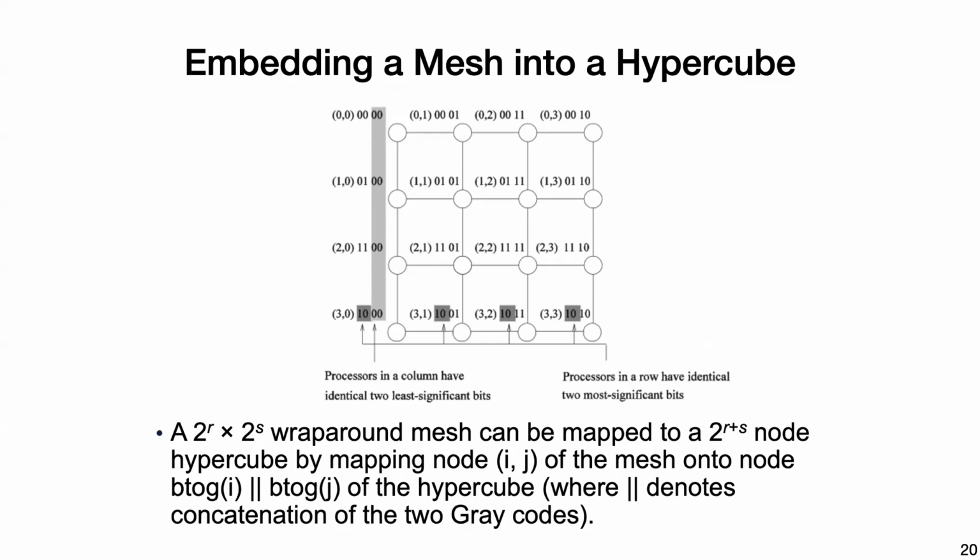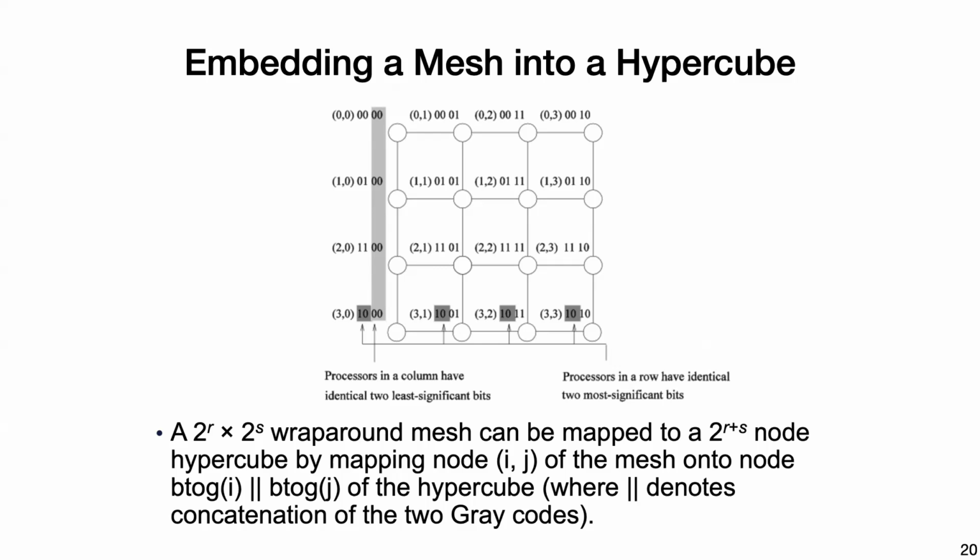And the gray code for 0,0 is 0000. The gray code for 0,1 is 0001. The gray code for 0,2, this thing is not 2, this thing is 3, because the gray code for 2 was 3. So that's why this is 3 here. And then here, the gray code for 3 is 2, because we reflected it.